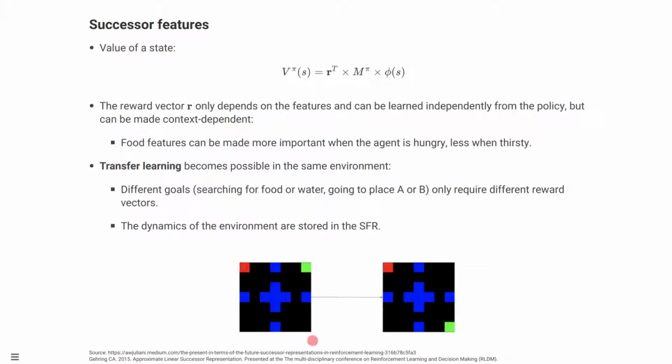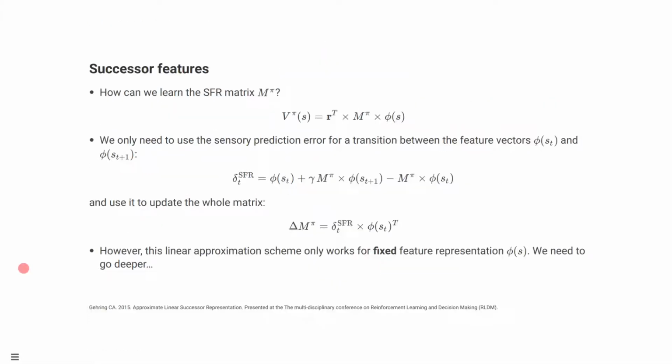The transition dynamics are abstracted here. The reward can change, and we can very quickly recompute the value of everything and recompute the policy. That allows transfer learning between different reward functions in the same environment. You can define multiple goals very flexibly by just modifying this vector R. So we still need to learn that matrix, and we will use exactly the same kind of TD-like learning rule.